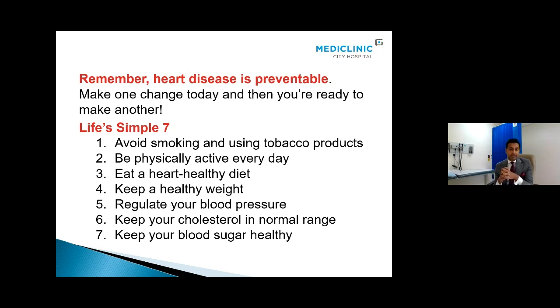But in Life's Simple 7, number 1 is avoid smoking and using tobacco products. 2, be physically active every day. 3, eat a heart-healthy diet. So that's one that's low in salt, low in sugar, and low in cholesterol. 4, keep a healthy weight. So that's referring to your body mass index. So your weight is referenced to your height, and keeping a normal body weight is a very, very protective thing against heart disease. Regulate your blood pressure, keep your cholesterol in the normal range, and keep your blood sugar healthy.